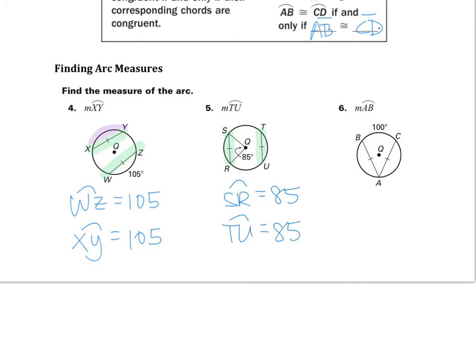And then in number 6, I can see that I have arc BC is 100. I have congruent chords AB and AC. So that means arcs AB and AC are the same. So 2x plus 100 must equal 360. 2x equals 260. So each of the arcs equals 130.